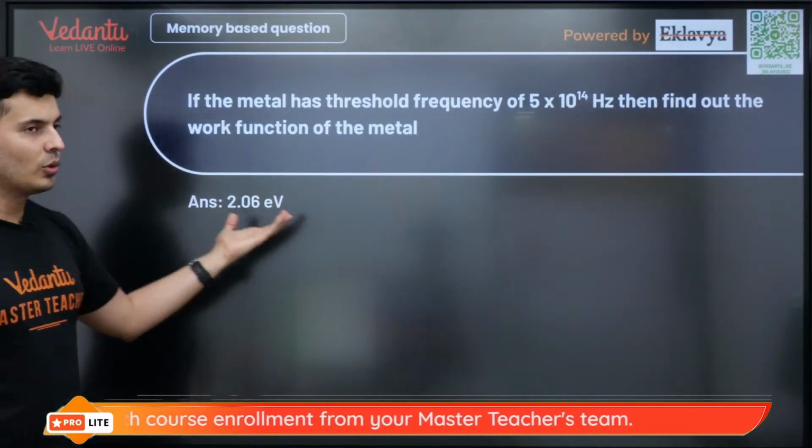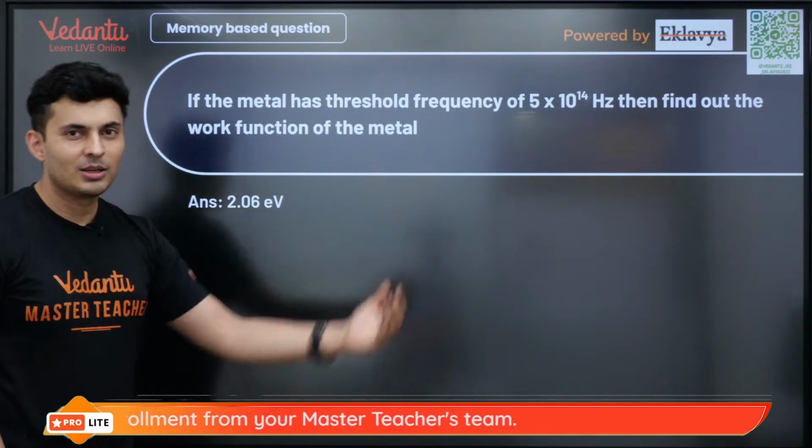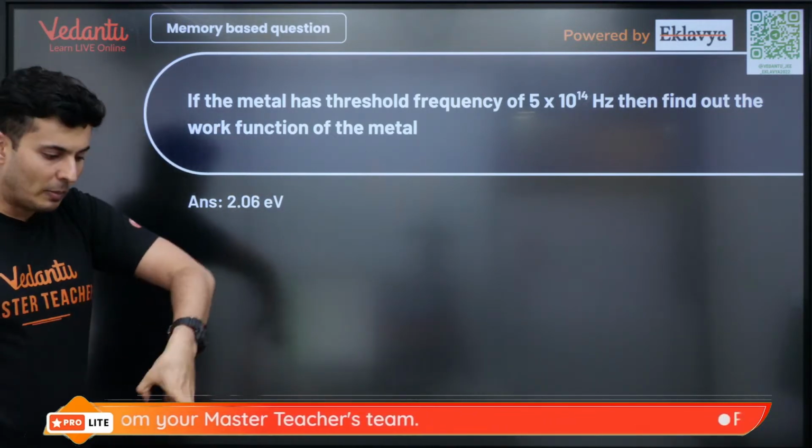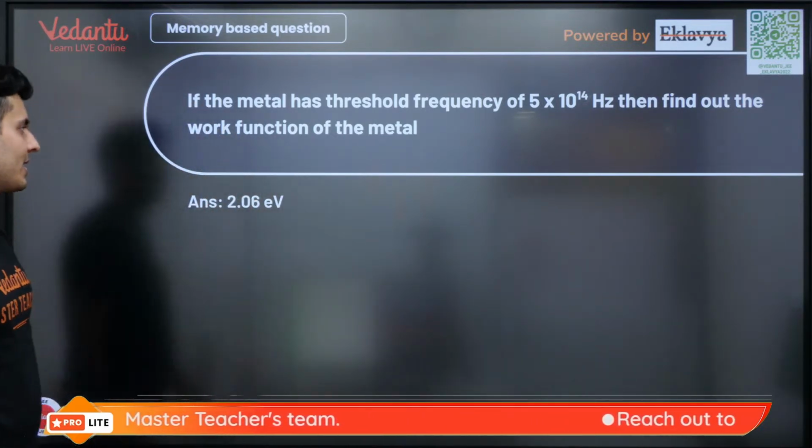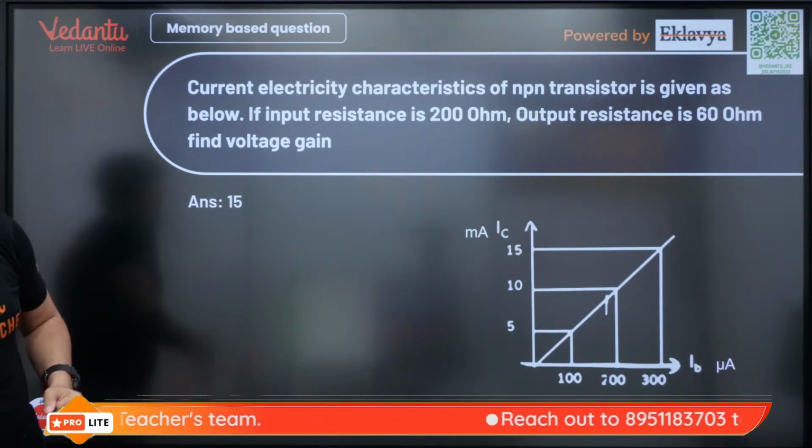So the least energy of the photon is basically the work function, which is also the minimum energy needed to pluck out an electron from the metal surface. Next question coming up on your screen.